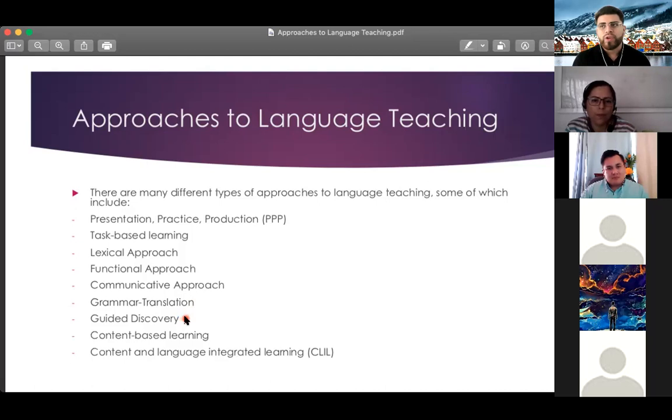Guided discovery is when you give them a listening or a reading and you tell them, okay, guys, what are they talking about? Are they talking about the present, the past, or the future? And they discover it themselves. You don't say anything, okay? And then, okay, they're talking about the past. Very good. Are they talking about a specific time or just something in general about experiences? Wow, something general about experiences. All right, guys. And what vocabulary do they use?